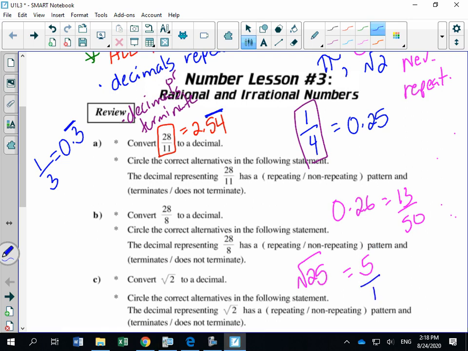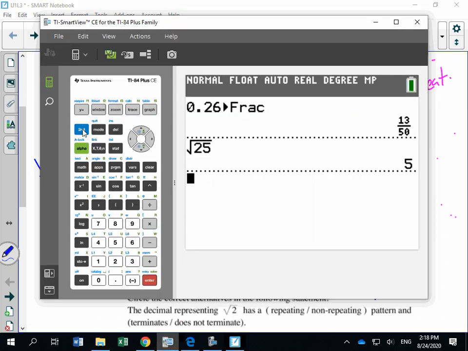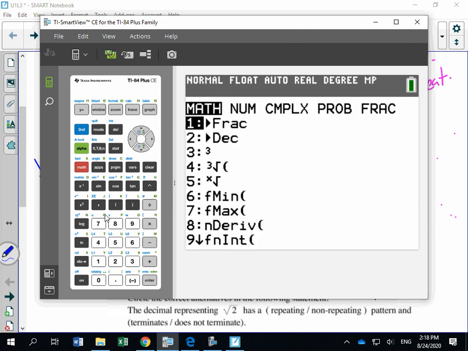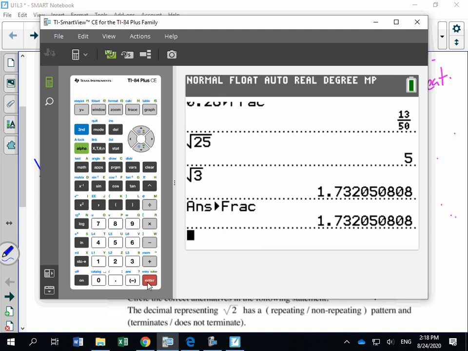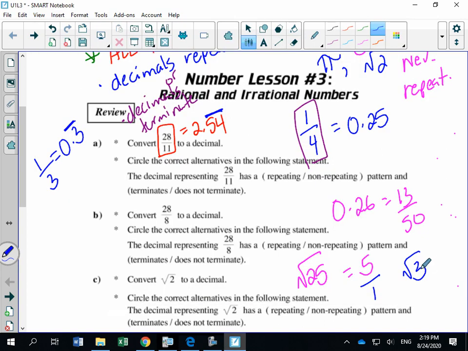But what if I said the square root of 3? Okay, so let's look at the square root of 3. It doesn't look like it terminates, and it doesn't look like it repeats, but just to double check, always hit math 1 fraction. It will go into a fraction if it's rational. So the square root of 3 is irrational.